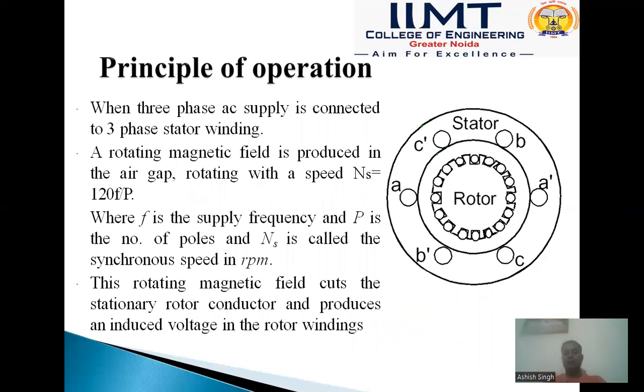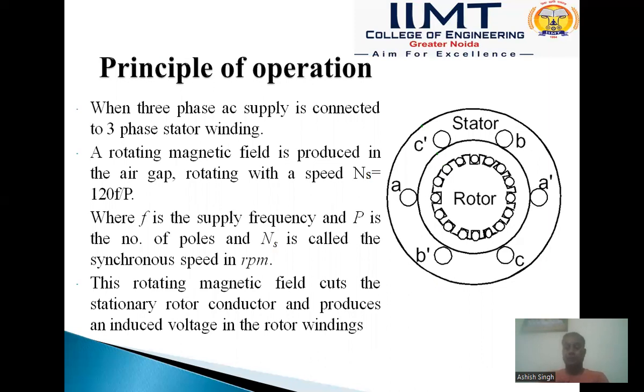Now, after discussing the construction and types of induction motor, we come to the next topic, that is the principle of operation, on which principle the three-phase induction motor works. So, the three-phase induction motor works on the principle of Faraday's law of electromagnetic induction. Faraday's law states that whenever a magnetic flux changes with respect to a conductor, an EMF is induced in the conductor.